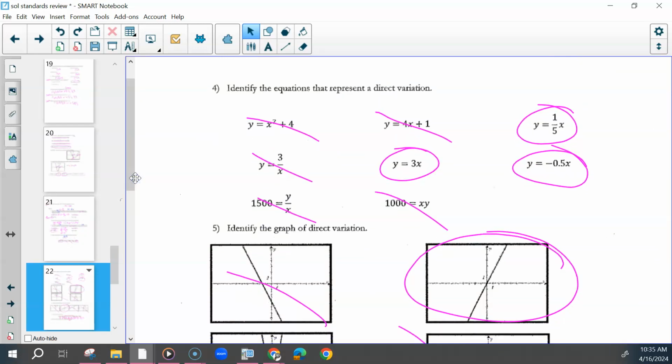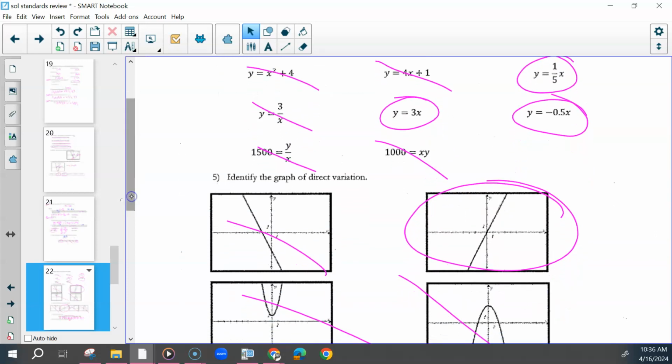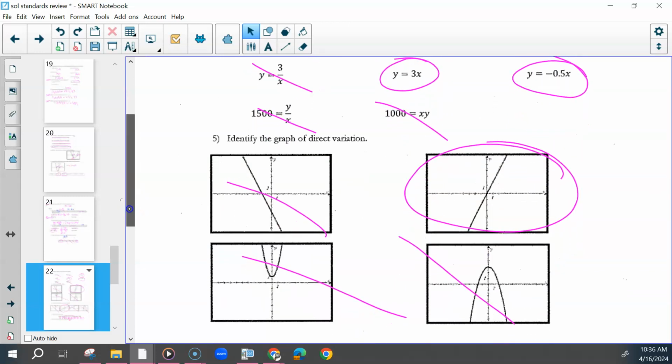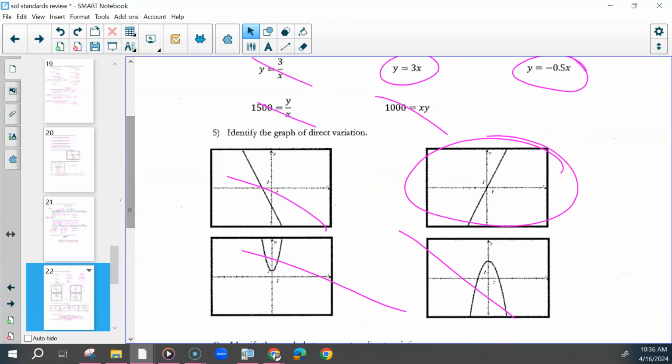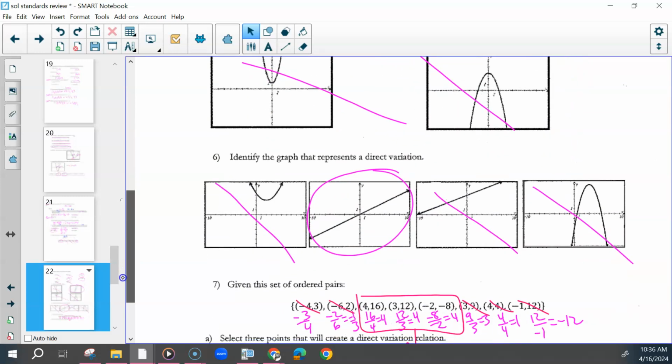For number 4, you were looking for which equations were direct variation, which was just y equals 3x, y equals 1/5 x, and y equals -0.5x. 5 and 6, you were looking for the graph of a direct variation, which was the line that goes through the origin. Same thing for 6.